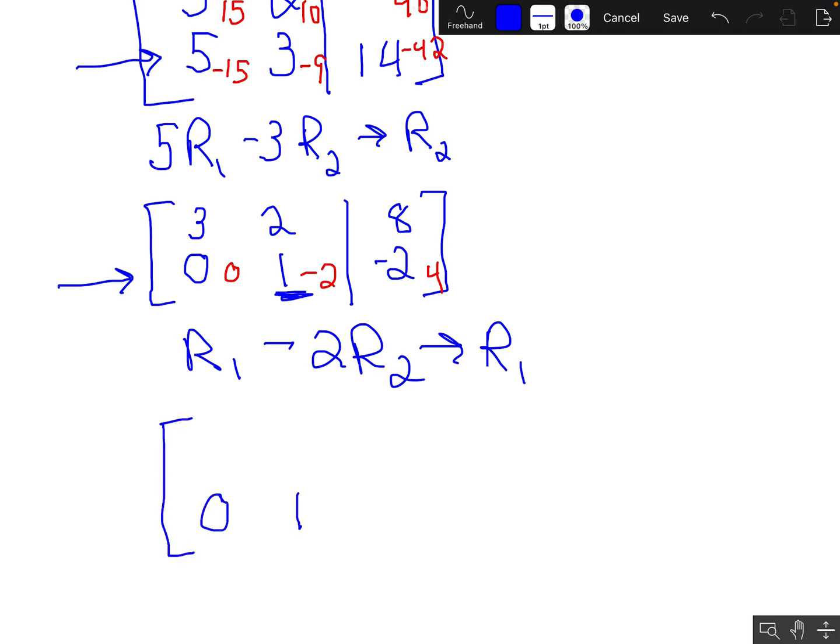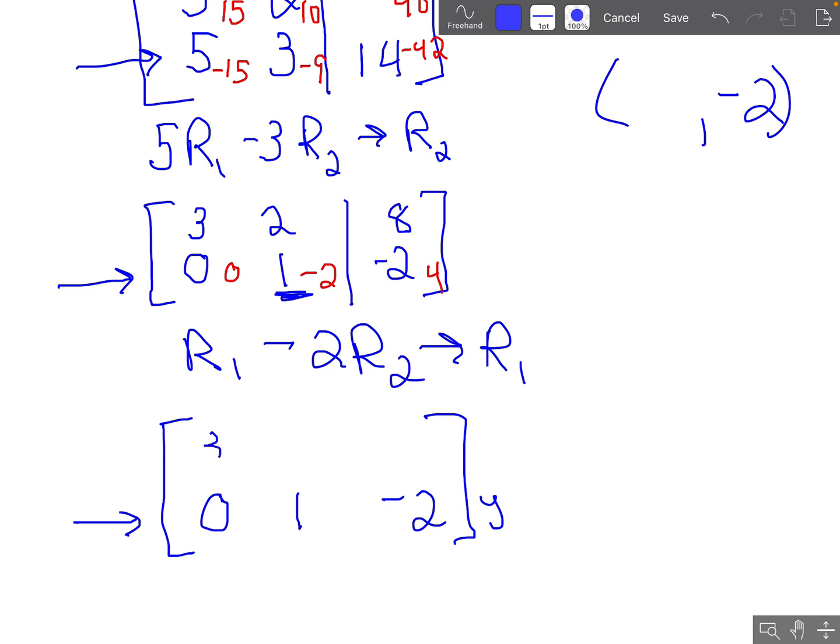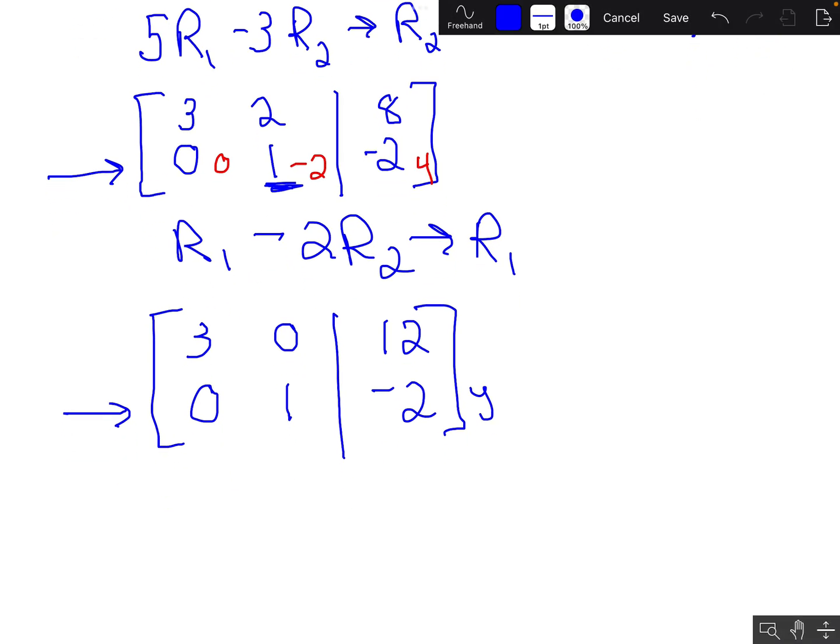0, 1, negative 2. And if I'm being honest, at this point, because this row is already done, I already know what the value of y is going to be, right? I already know my ordered pair for my solution, it's going to be negative 2 for y, right? But we'll go ahead and keep working here. Now I'll add the 3 plus 0, and I get 3. 2 plus negative 2, I get 0. And then 8 plus 4 is 12.